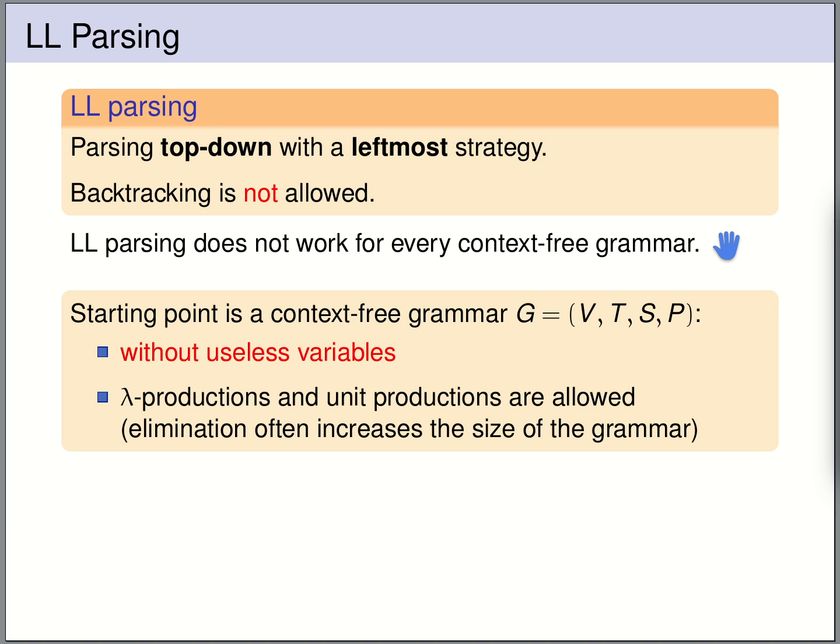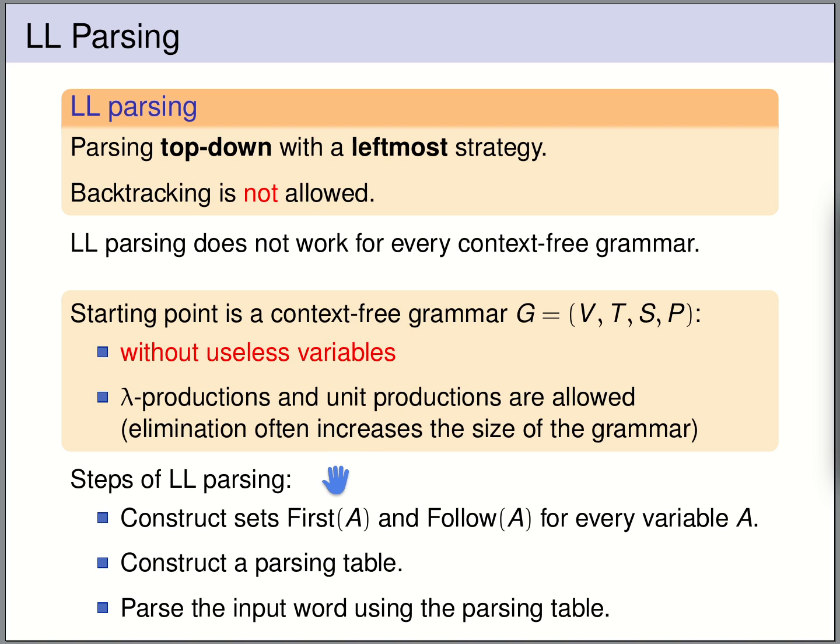What's the starting point for LL parsing? The starting point is a context-free grammar from which we have removed all the useless variables, but lambda and unit productions do not need to be removed. Actually, it's not good to remove them because they could increase the size of the grammar, and for LL parsing, this could make things more inefficient. So we leave the lambda and unit productions in the grammar, but we remove the useless variables. And we will see on the next slide how this is done.